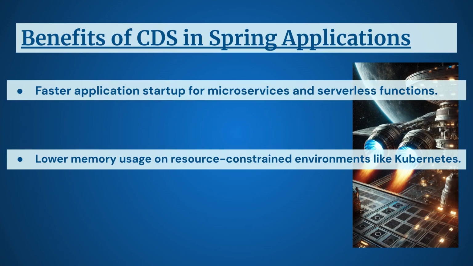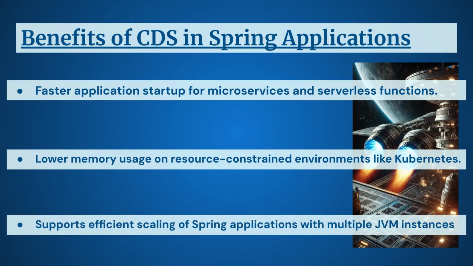CDS implies that we are using much less memory on resource-constrained environments like, for example, Kubernetes. What this means, of course, is the same thing as we have mentioned before. There will be less usage of resources simply because we only need to map our JSA file to memory. CDS also supports efficient scaling of Spring applications with multiple JVM instances. This is just reiterating what was said before in the previous slide.